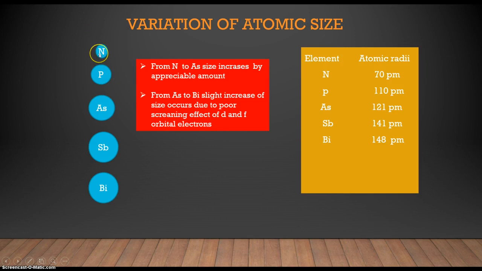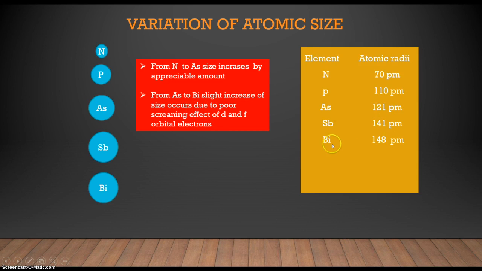As we have learned in class 11, whenever we move from top to bottom, a new shell is introduced in the atom, and for this reason the size of the atom is increased. Okay, now one thing is very important to observe: from arsenic to bismuth there is only a slight increase of size.